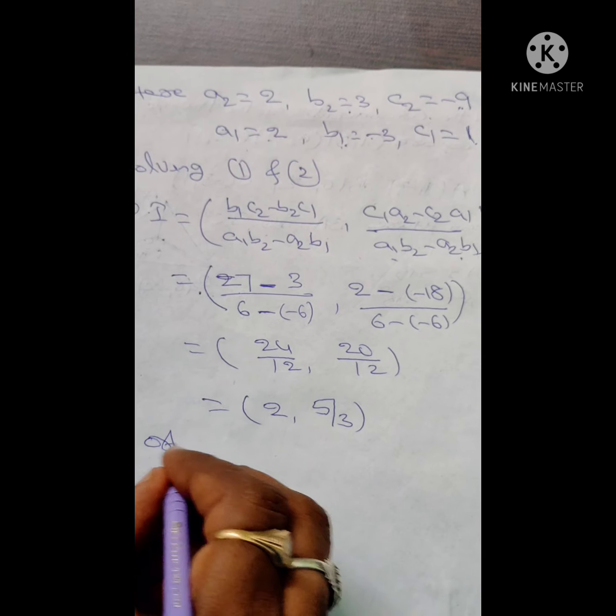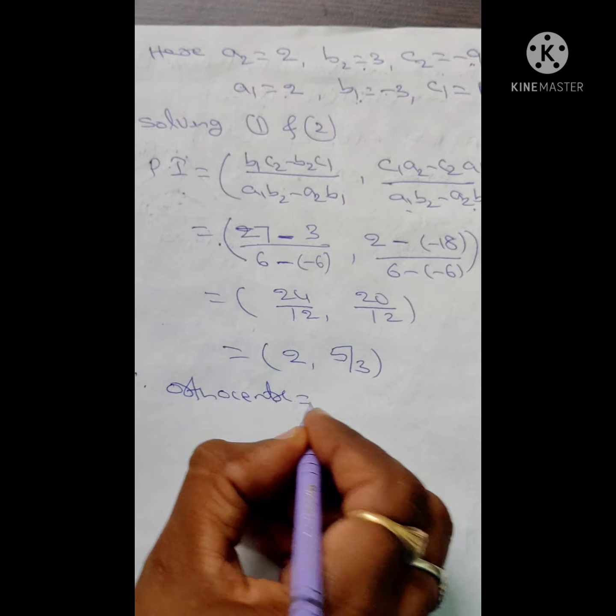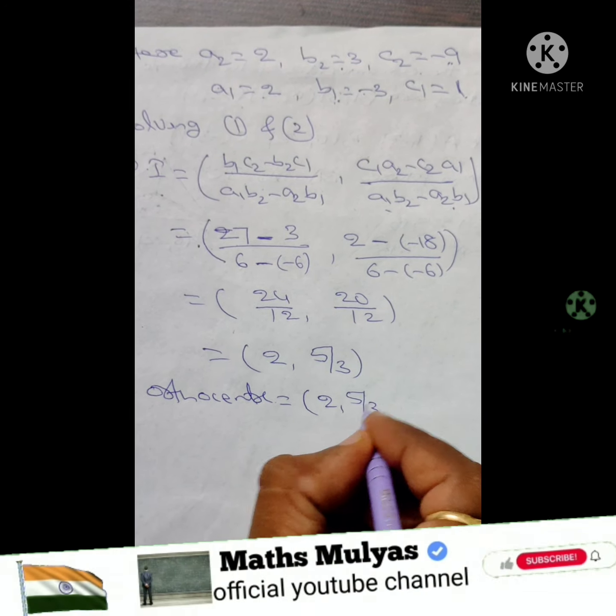Therefore, orthocenter is equal to (2, 5 by 3).